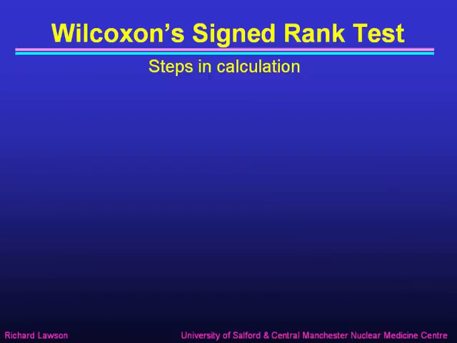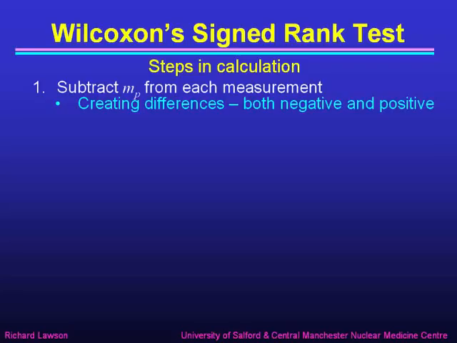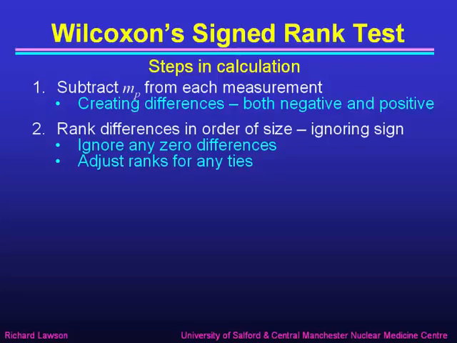The steps in the calculation of the test are quite straightforward. First of all, we subtract the mean, MP, which we know, from every measurement. That creates these differences. Some of them are going to be negative and some are going to be positive, depending whether the value was above or below MP. Then we rank the differences in order, but in doing so we ignore the sign for the moment. So we just use the magnitude of the difference, not the sign.